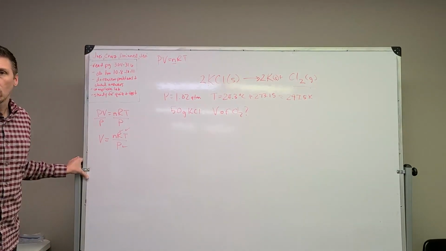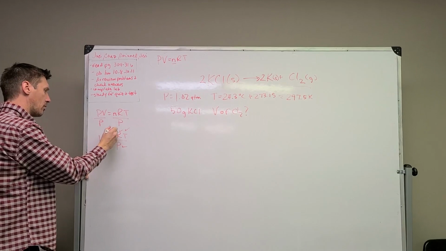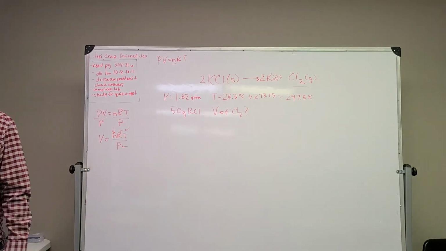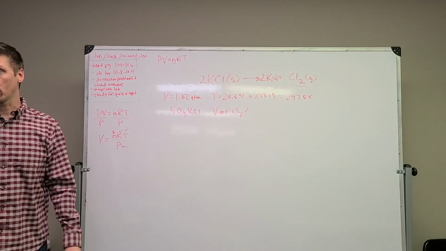And that makes sense because chlorine is the only gas in this equation, and this law only works for gases, right? So the thing that we're missing is right here. We're missing the number of moles of chlorine. We're not given the number of moles of chlorine. We're given the number of grams of KCl.